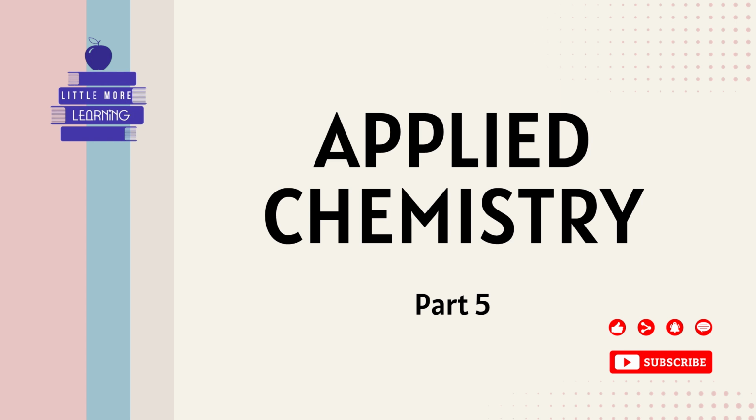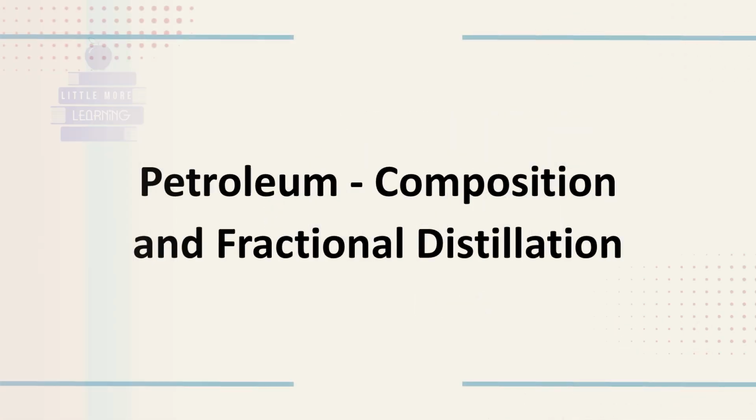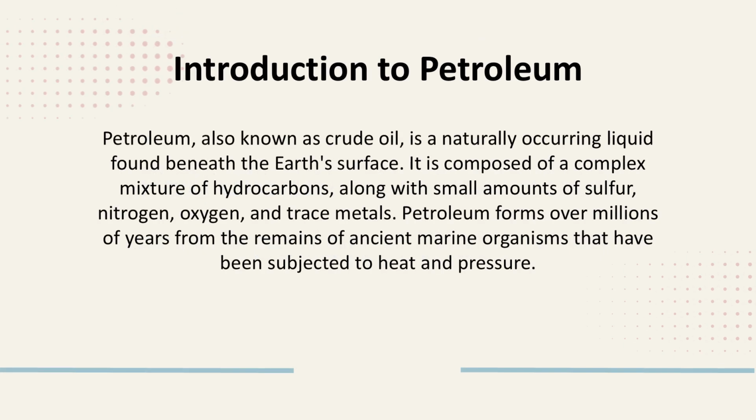Welcome to Part 5 of Applied Chemistry, where we will explore petroleum, its composition, and the process of fractional distillation. Throughout this section, we will examine the chemical makeup of petroleum and the various fractions obtained through distillation. Let's get started. Petroleum, also known as crude oil, is a naturally occurring liquid found beneath the Earth's surface.